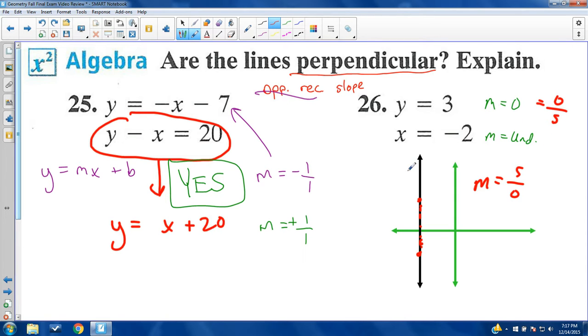So anyway, if things are vertical lines and horizontal lines, as you can tell with the green one as well, that gives you perpendicular lines. So are these ones perpendicular as well? Yes. Vertical and horizontal lines always give you perpendicular slopes. That's said in the book.